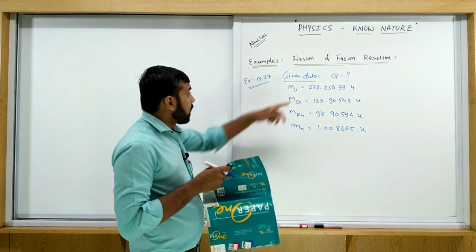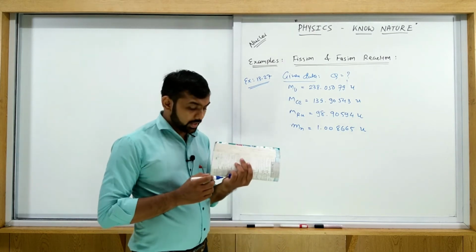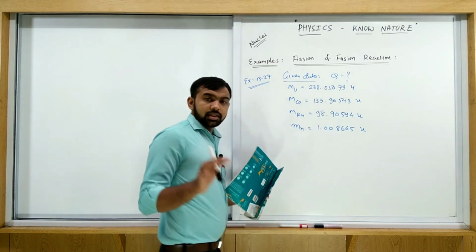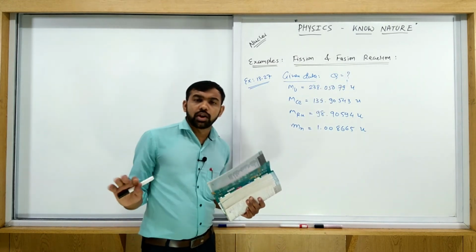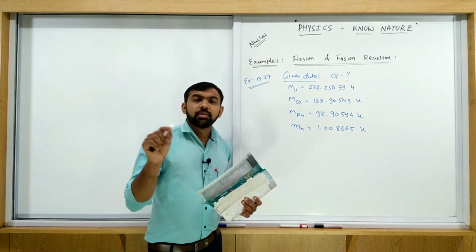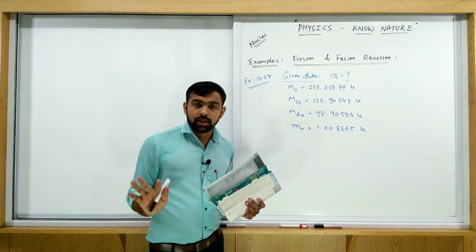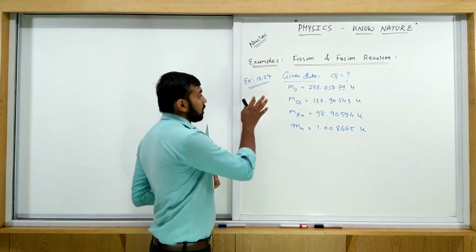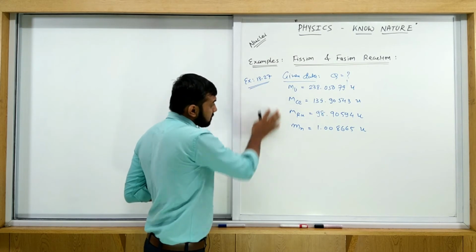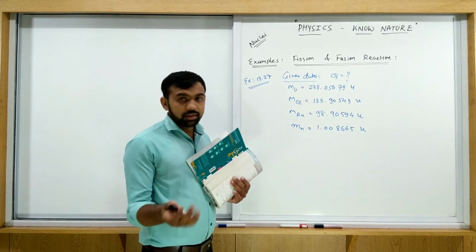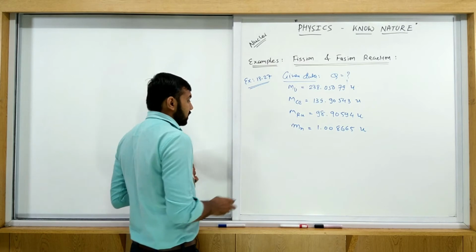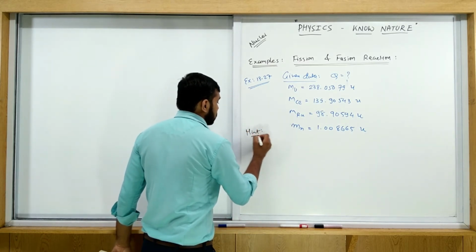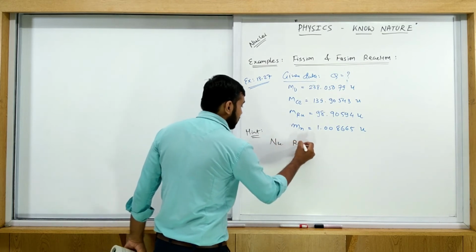If you have to find the Q value in this reaction, what is the Q value of any reaction? Delta m c square in joule, and delta m into 931.5 in MeV, as we discussed in previous sessions. So first of all, if you want a Q value, you must write the nuclear reaction for this. Then you are able to get this answer. So first we write the nuclear reaction.